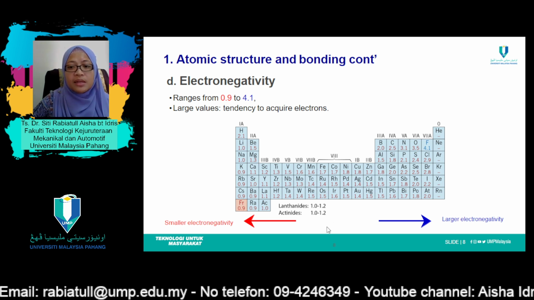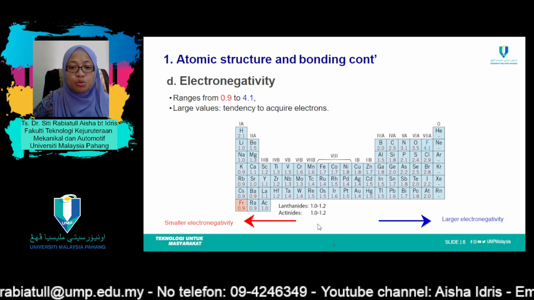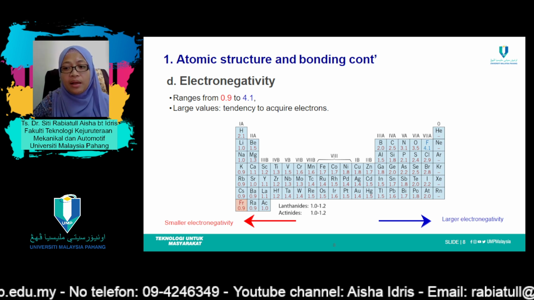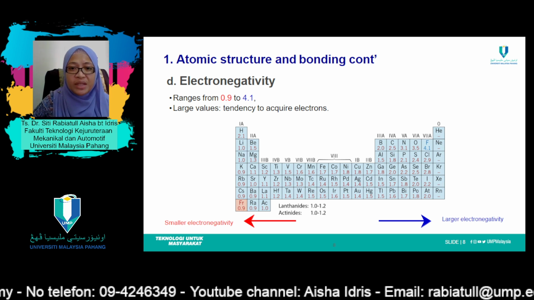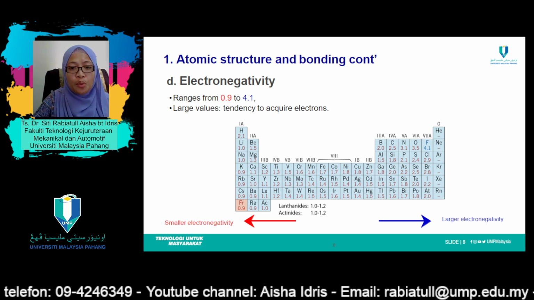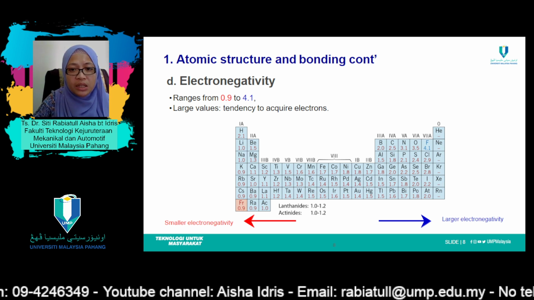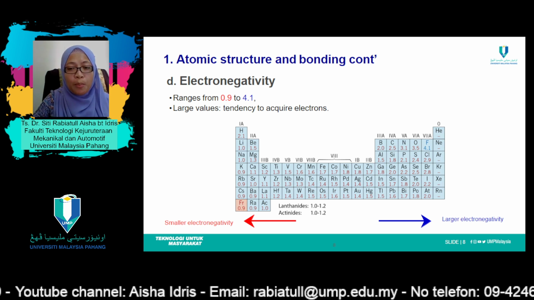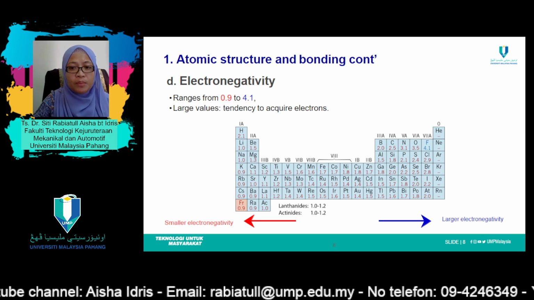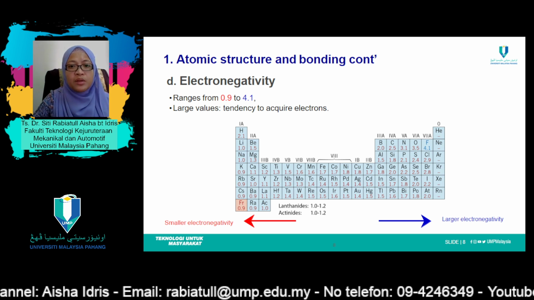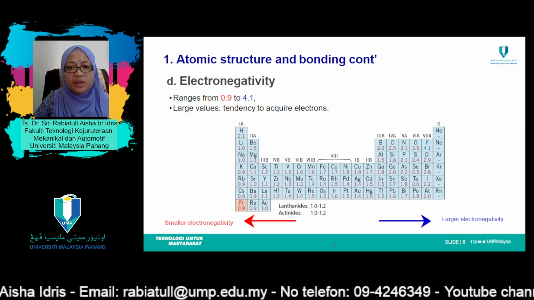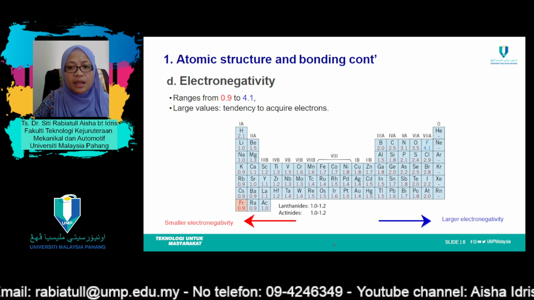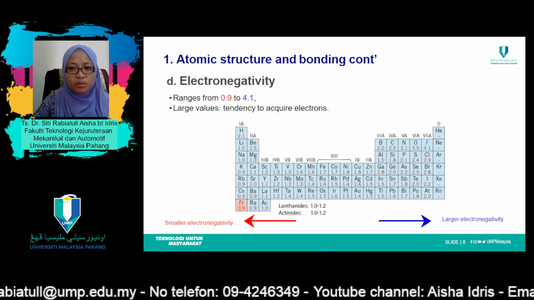If you look at this periodic table here, to the left is smaller electronegativity and to the right larger electronegativity. So the value of electronegativity ranges from 0.9 to 4.1, and it differs for different types of materials. The larger the electronegativity, the more tendency it has to acquire more electrons.